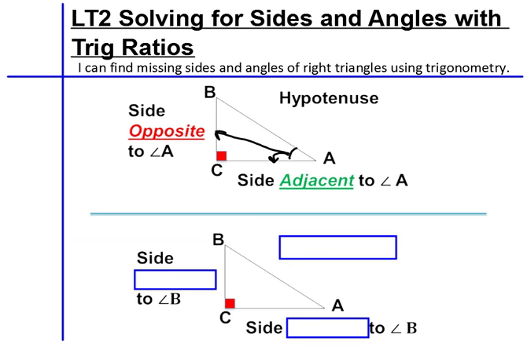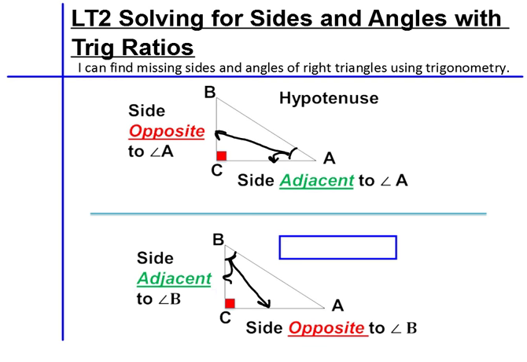Now let's focus our attention not on angle A, but on angle B. From angle B, the side across from the angle is now our opposite side. Right next to angle B is called our adjacent side, and the longest side is always the hypotenuse. Notice that depending upon which angle we focus on, we refer to one side as opposite, or we might refer to that same side as adjacent. It really depends on which angle is the source of our problem.